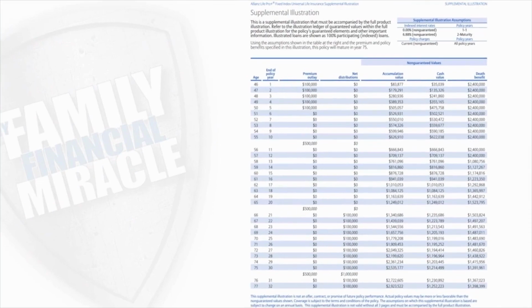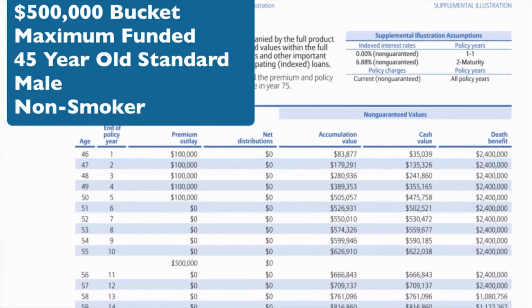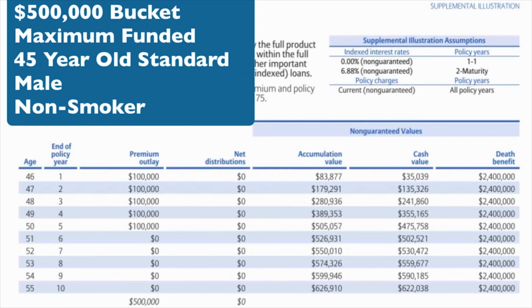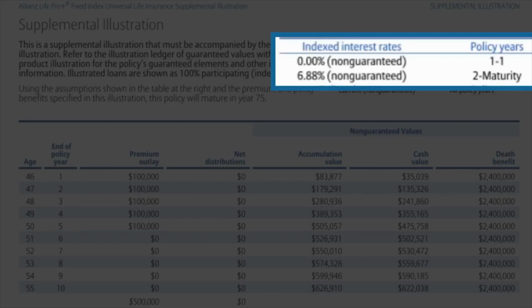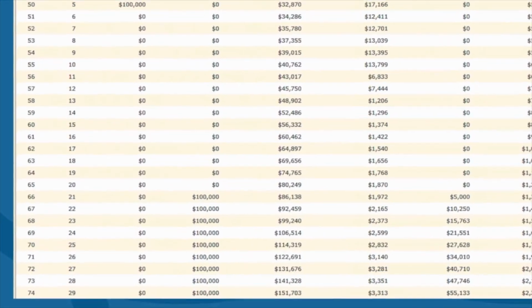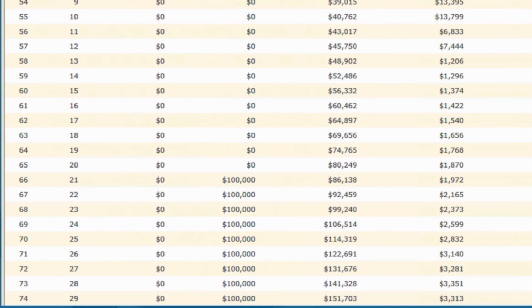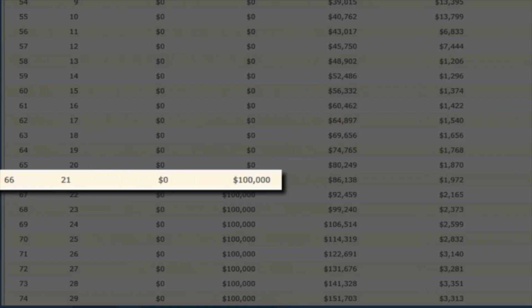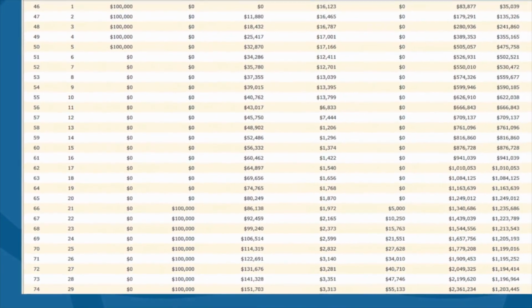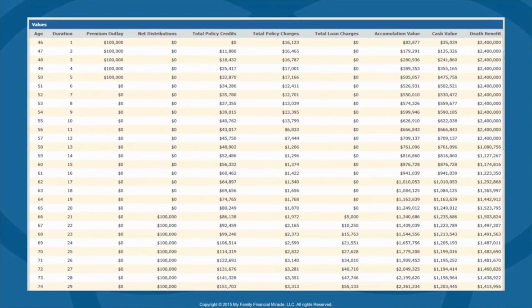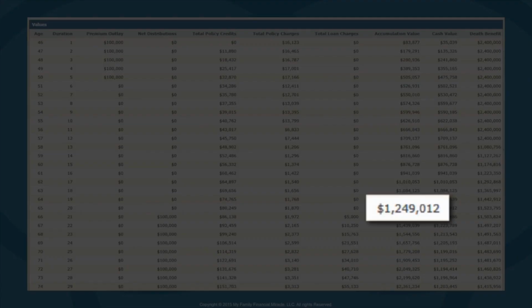So as we look at the life insurance contract, this is a $500,000 bucket, maximum funded, and the minimum death benefit that the IRS will allow for this 45-year-old standard male non-smoker is $2.4 million. I used a 0 crediting rate in year 1 and a 6.88% rate of return from years 2 until the contract matures at age 120. I started pulling $100,000 of cash, income tax-free, from the IUL starting at the beginning of year 21 or age 66. I didn't inflate the income just because I wanted to keep the total income distribution easy to calculate for everyone. At the end of year 20, our account balance is at $1.249 million.